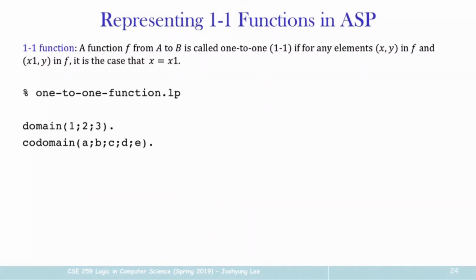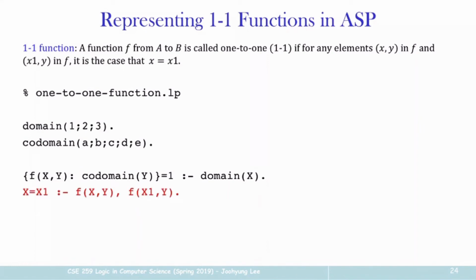Okay, so how do we write it? First, same as before, you write the domain and codomain. And this is the same as before. This is to say that f is a function. For each element x in the domain, there is exactly one element y in the codomain that is mapped. And this is a new rule that you have to write. Okay, so I'm just turning the English description into the language of Clingo. If x is mapped to y and x1 is mapped to y, then x should be equal to x1. That's the definition of one-to-one function.